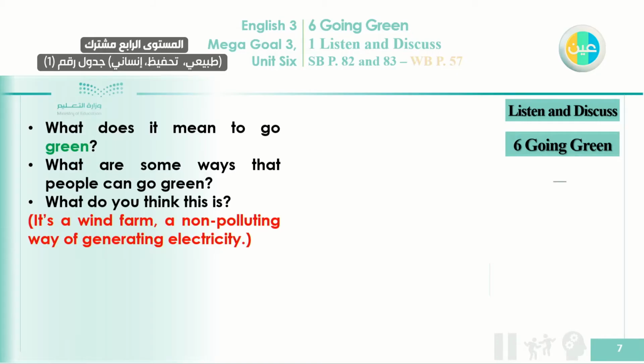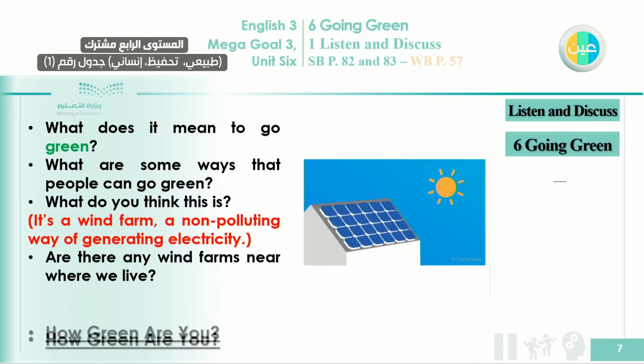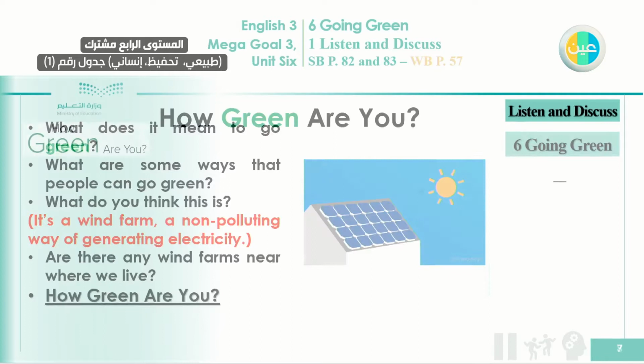What are some ways that people can go green? What do you think this is? So it's a wind farm, a non-polluting way of generating electricity. Are there any wind farms near where we live? Of course, sometimes we have. How green are you?